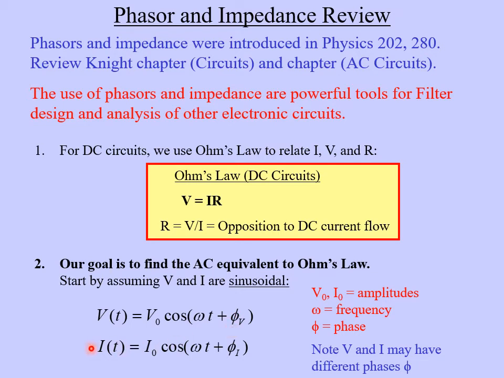Likewise, the current going through our circuit will also vary with time. It will have some amplitude I naught. It will also be described by a cosine function. It'll have the same frequency, omega, as the voltage, and it'll also have its own phase constant, phi sub I. These two phase constants are probably going to be different. In most AC circuits, these phase constants are different. In other words, the voltage and the current are probably going to be out of phase in general. They don't necessarily have to be in phase like they are through a resistor.